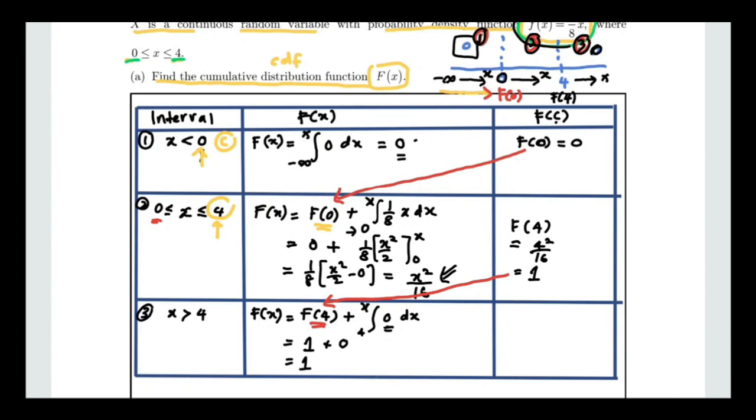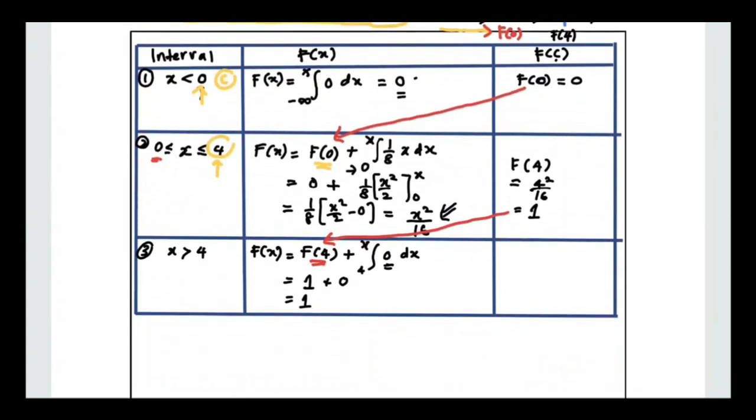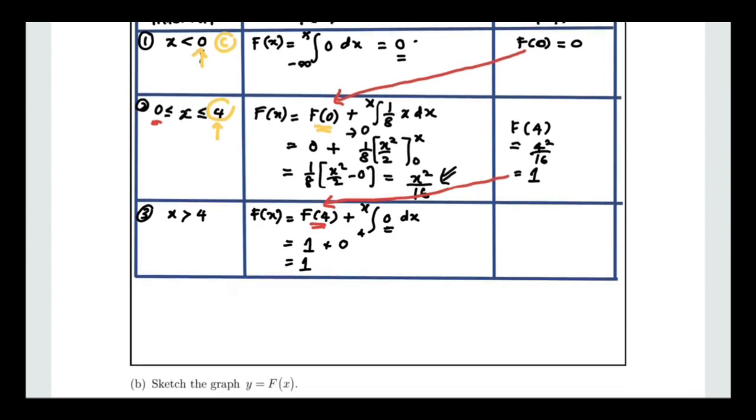So in order to find the CDF, you have to bear in mind that the last function should be 1. You should end up with 1. Then you just stop. Okay, so that's the final step. The final answer should be written in the form of piecewise. So this is the CDF.